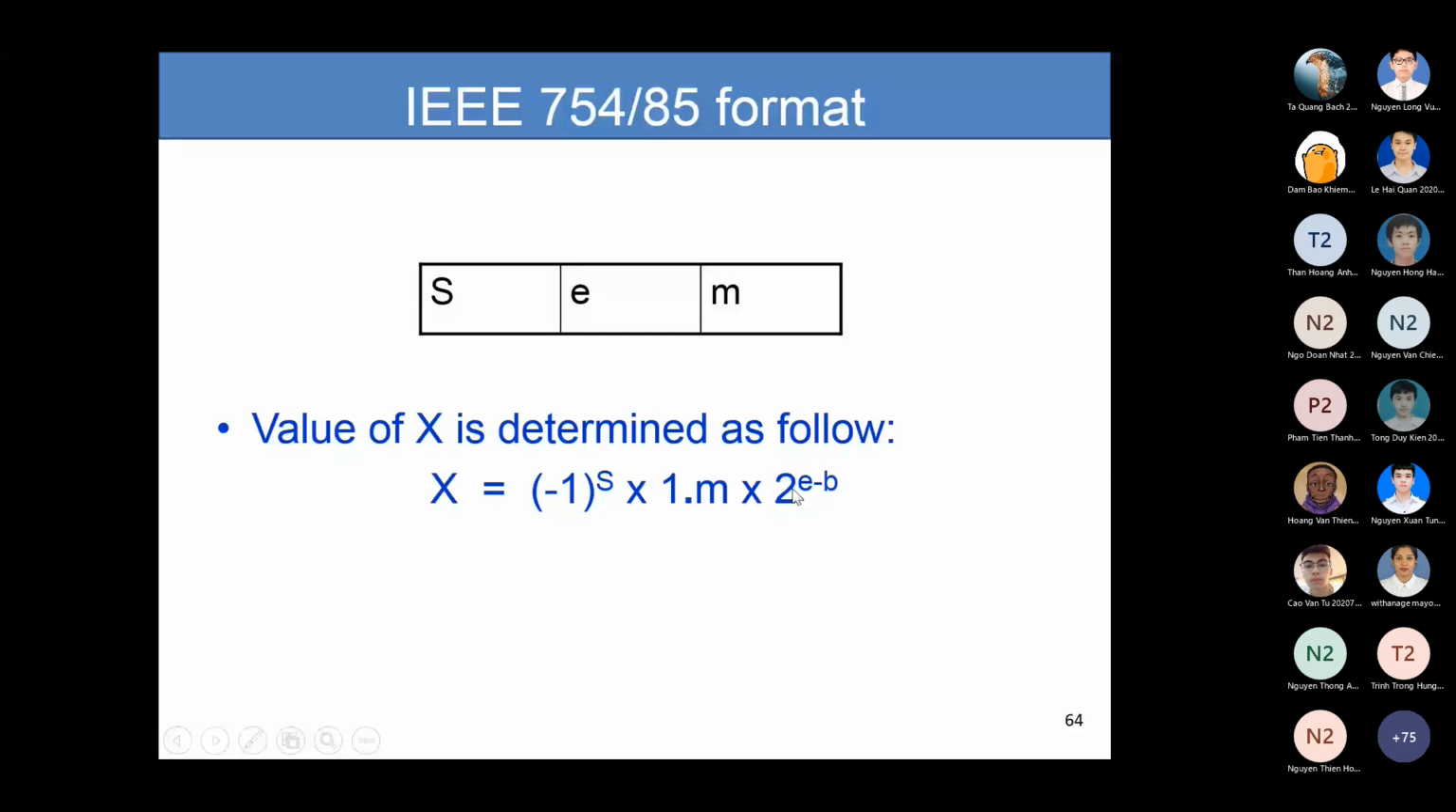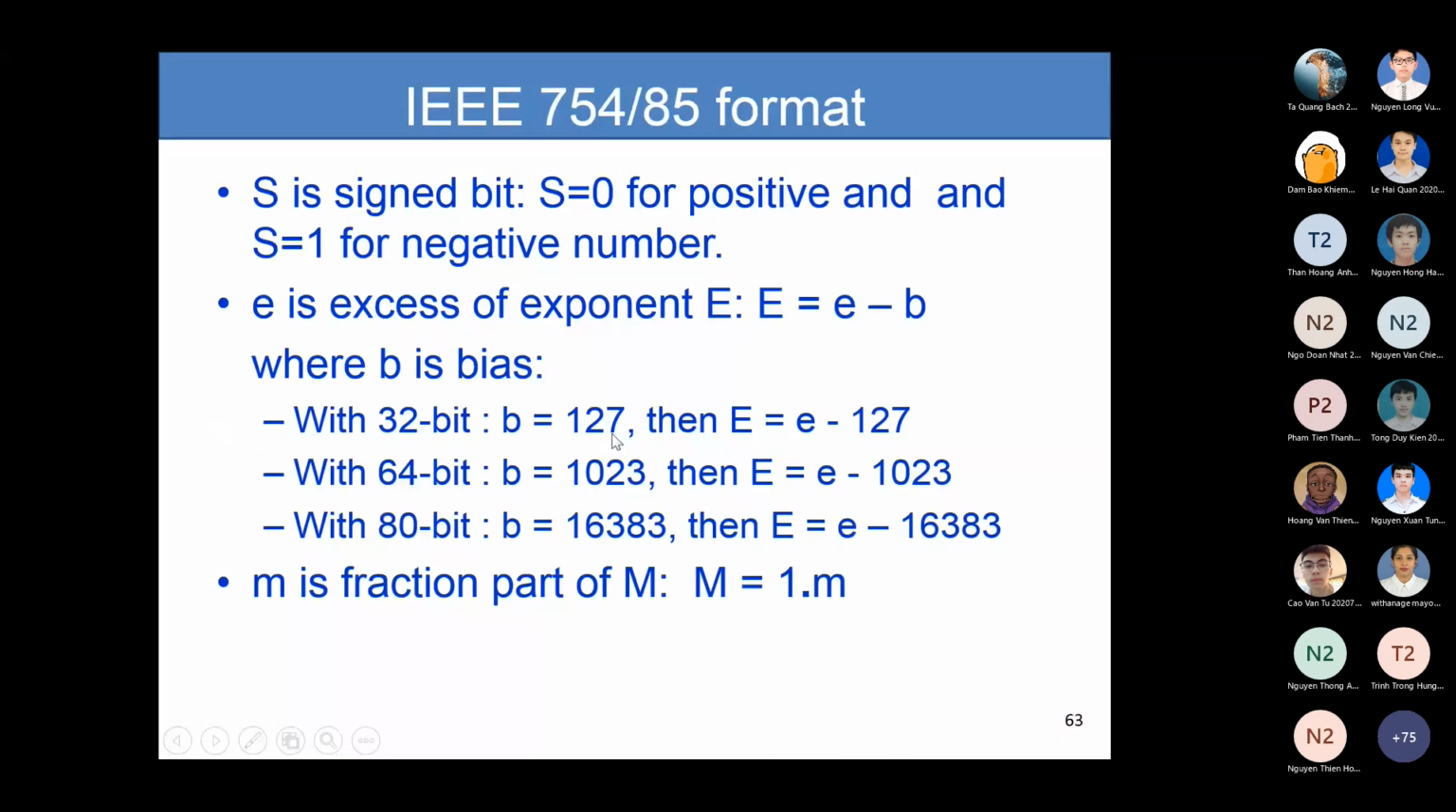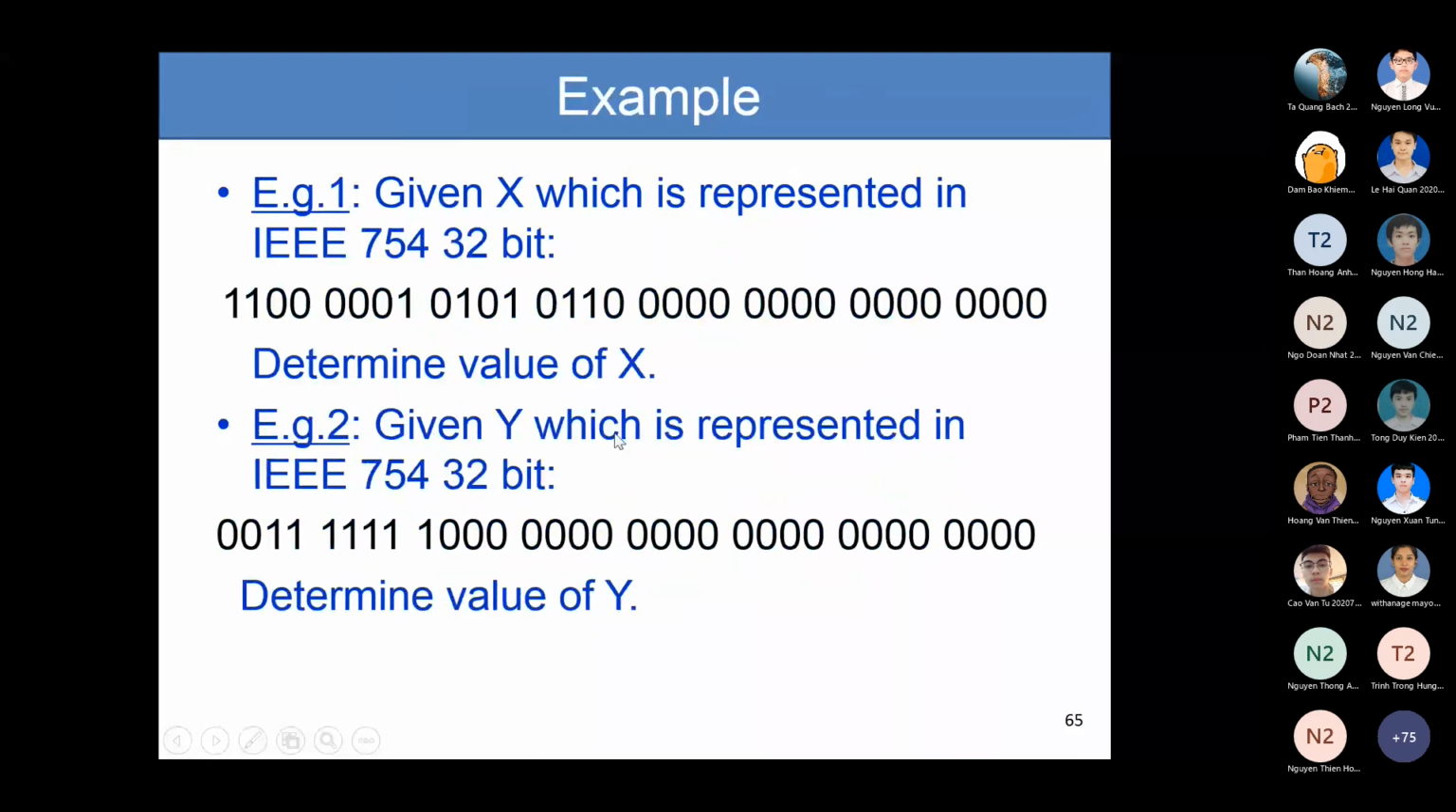r equals 2 to the power small e minus b, in which b can be found here, right? Example here. Given x, which is represented using the IEEE format with 32 bits, so this is single precision, right? How do we determine the value of x? First, the first bit is 1, so this is negative, right?